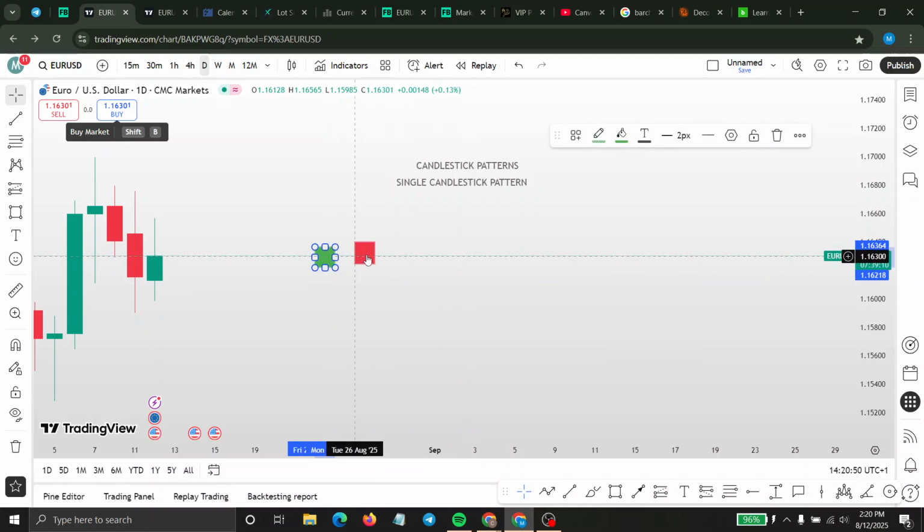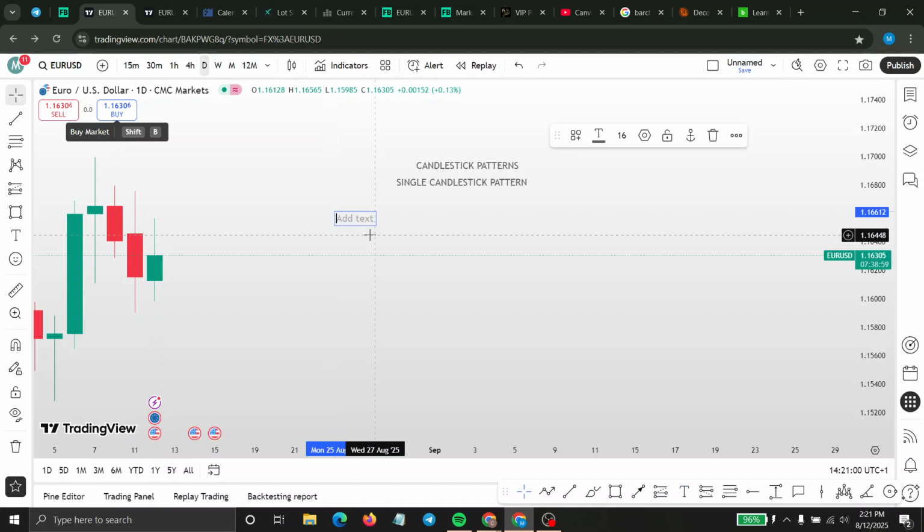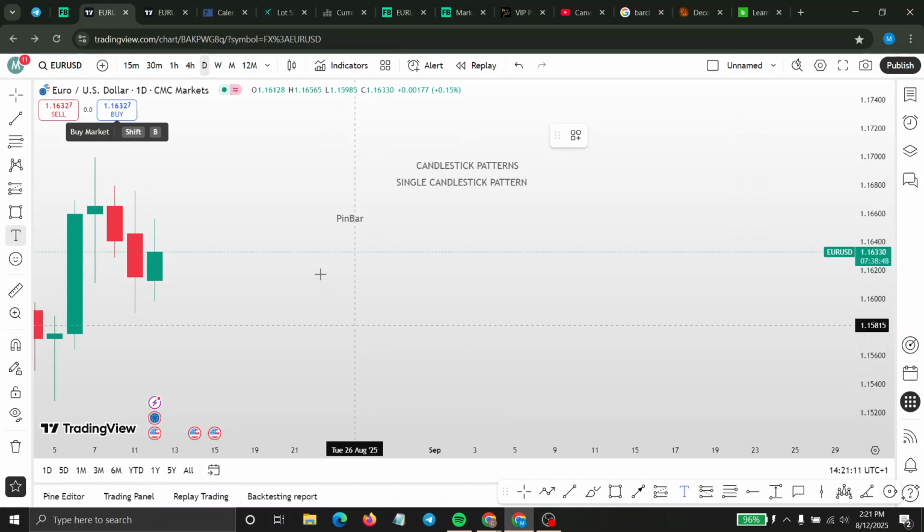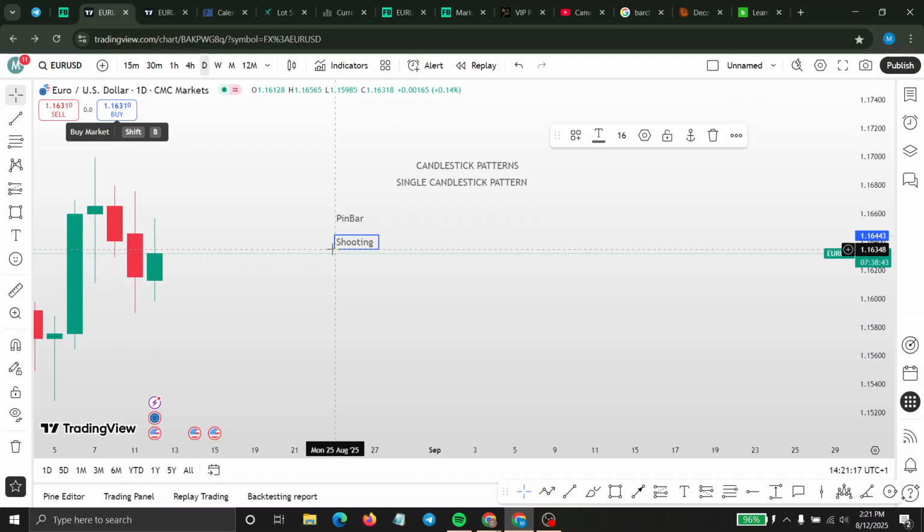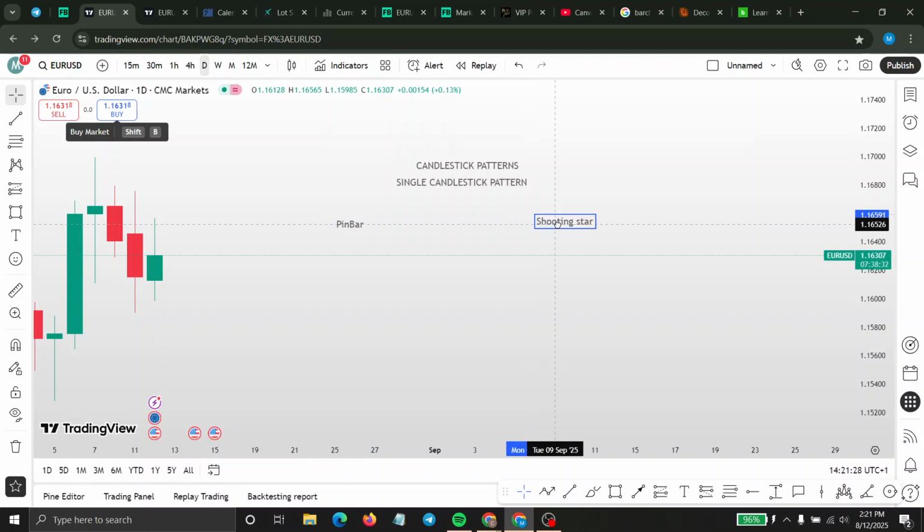Now, one example of the candle we normally look out for is what we call the pin bar. And the opposite is the shooting star. You can see this pin bar is representing buys, while the shooting star is representing sells.